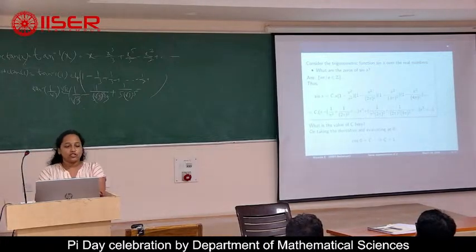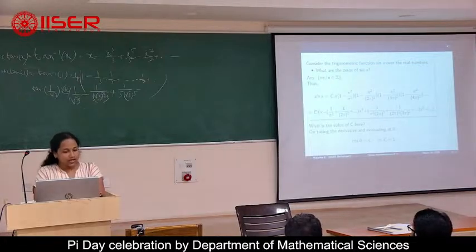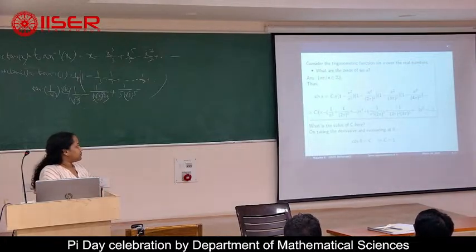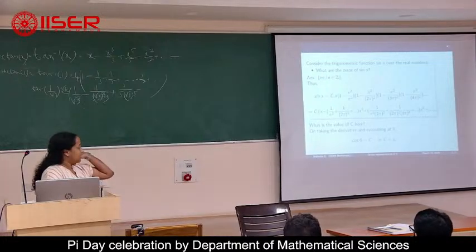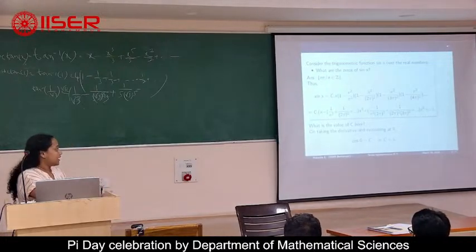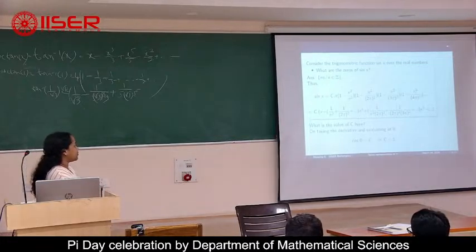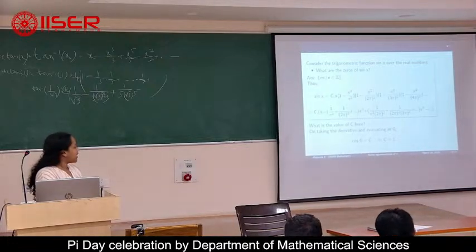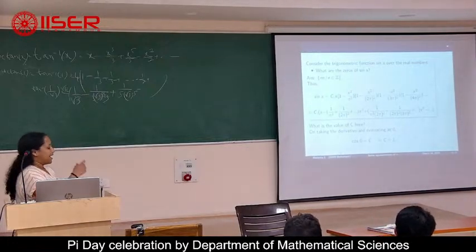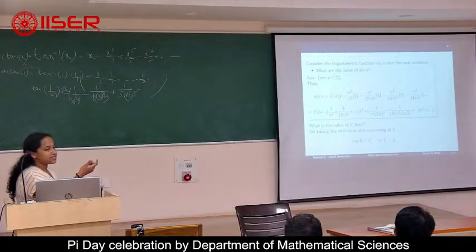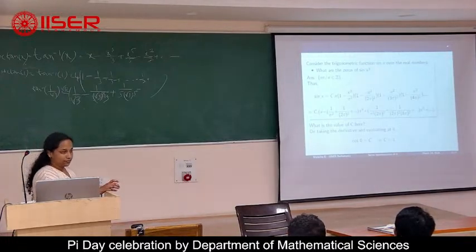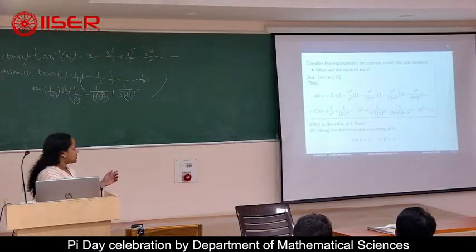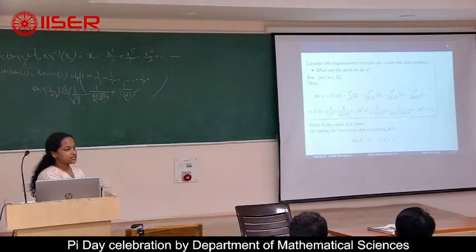So here also we have to find the value of c. To find that, I am taking the derivative on both sides and evaluating it at x equal to 0. On the left hand side, the derivative of sin x is cos x, and evaluating at 0, we get cos 0, that is 1. And on the right hand side, except the first term, all the other terms have powers of x, and therefore they vanish. Thus we find the value of c, which is equal to 1.